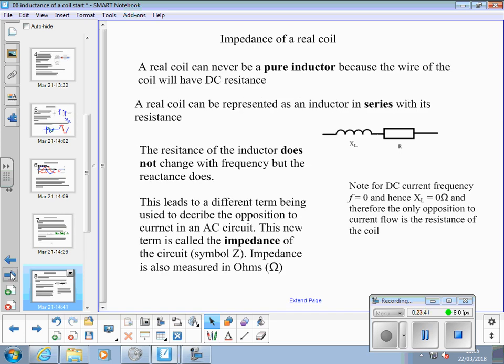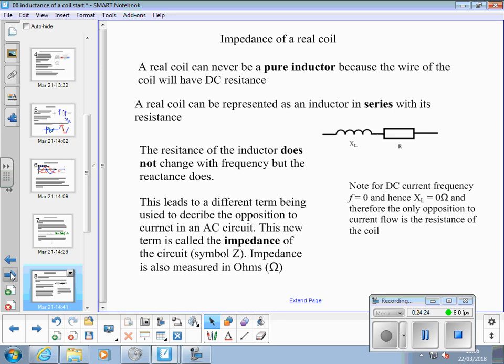Now, a real coil can never be a pure inductor because of some resistance. Sometimes negligible, sometimes it could be quite big if there's lots of turns. And remember what that was? That was 6 point something ohms or so, was it? We got it right. So what we can do is represent a real coil as an inductor, our inductance XL, in series with our resistance R.